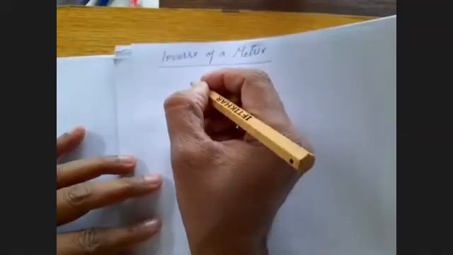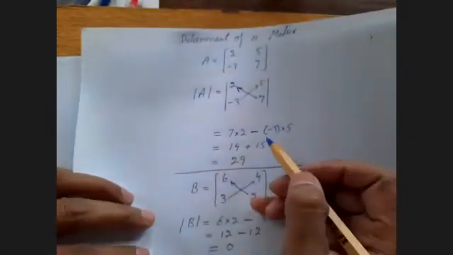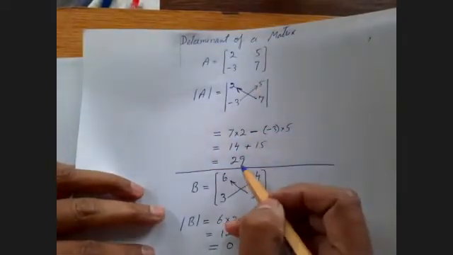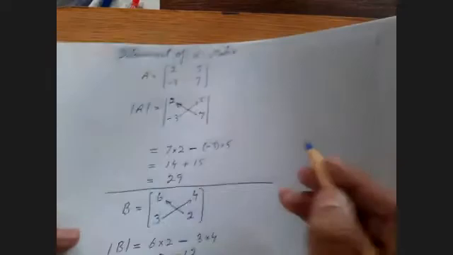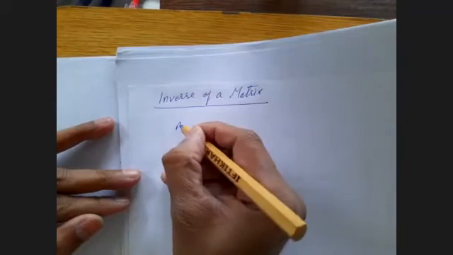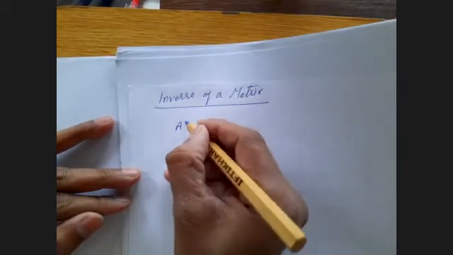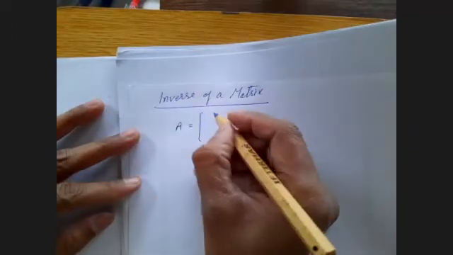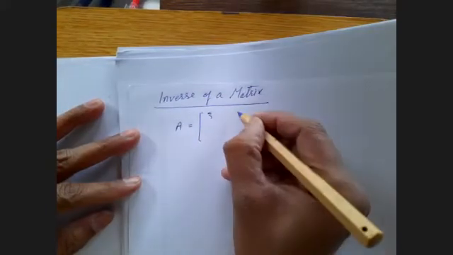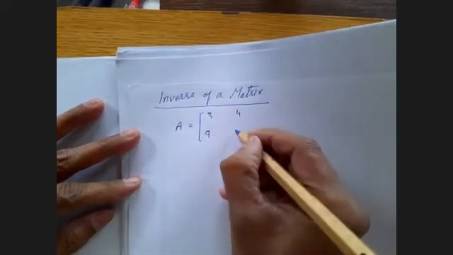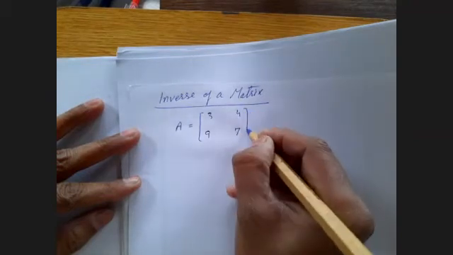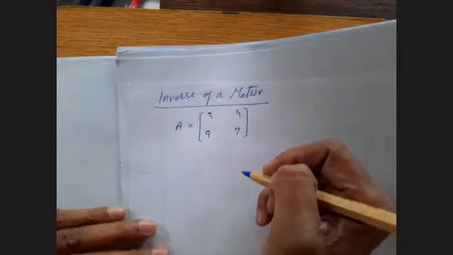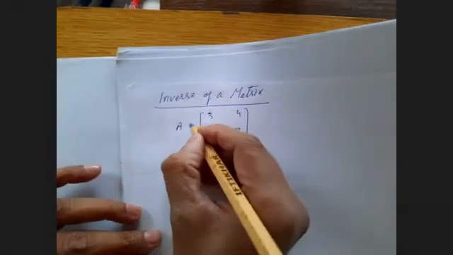Suppose you have a matrix like in the previous example, I got this matrix A. Okay, I got the determinant of matrix A as 29. Now, how to find out the inverse of a matrix? So the formula for the inverse of a matrix is this: suppose you have matrix A with the elements like 3, 4, 9, 7. Suppose these are the elements of the matrix A, and we have to find out the inverse of the matrix.